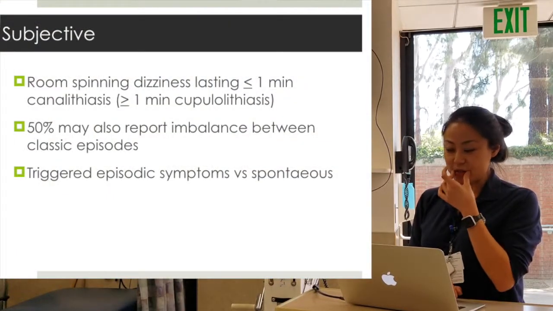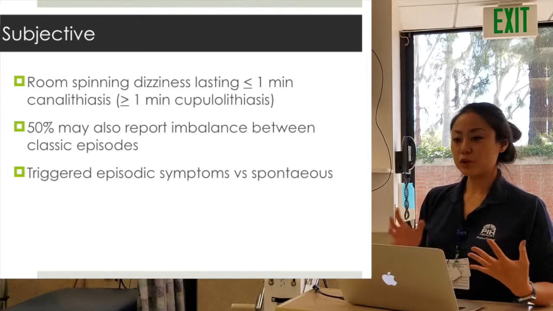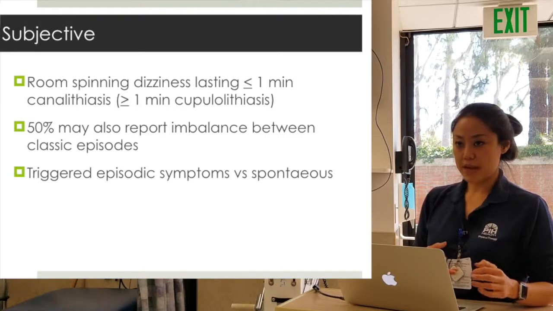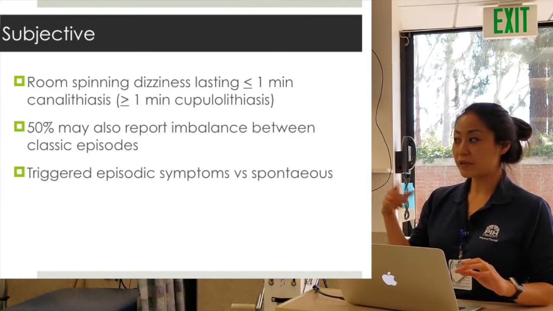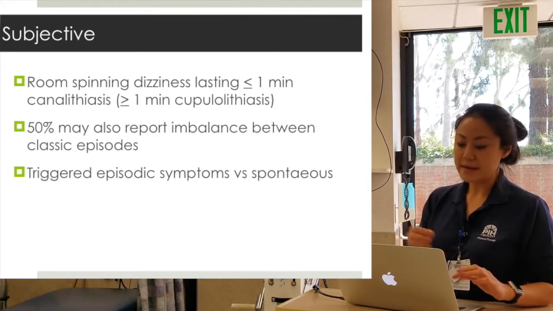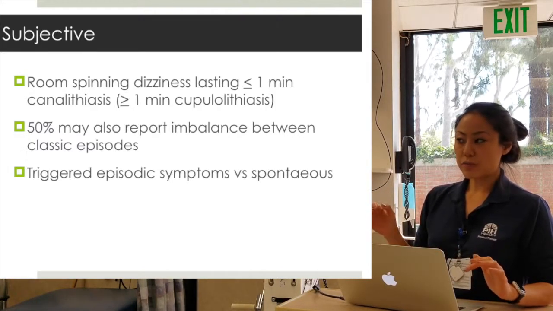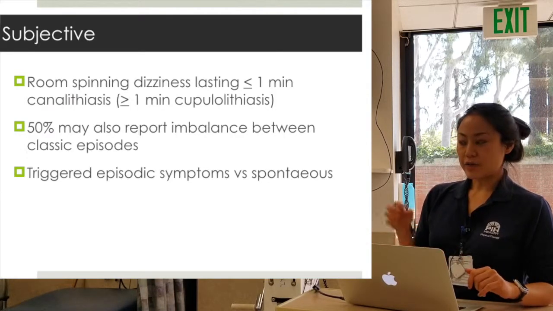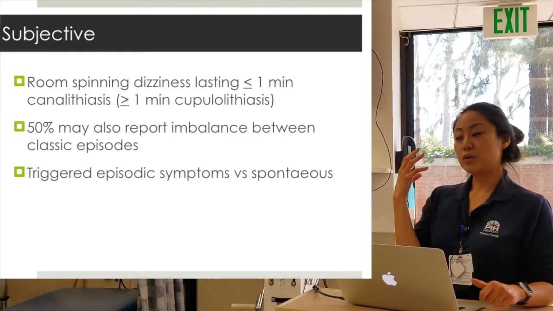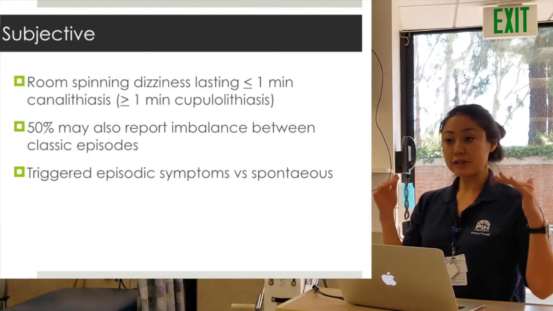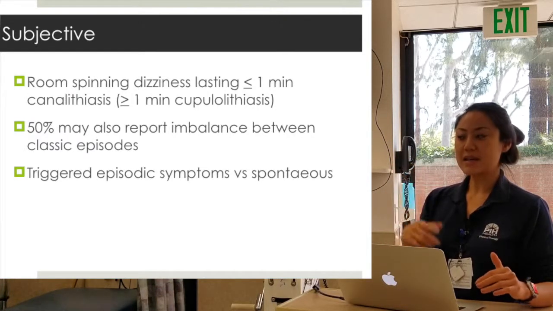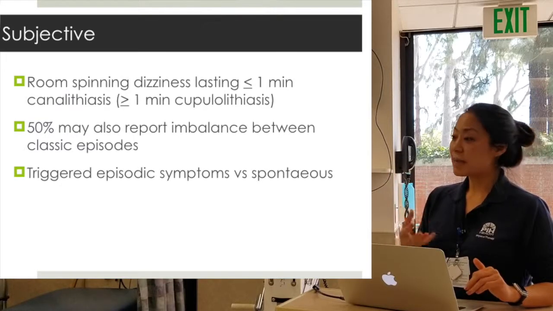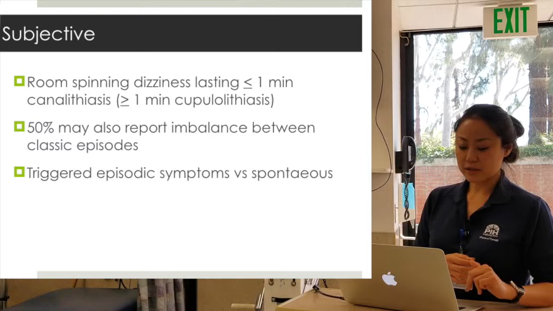Okay, so subjective is really important. What you're looking for is room spinning dizziness that's lasting less than a minute or maybe just over a minute, depending on if the crystal is free floating in the canal or if it's stuck on the cupula. 50% of people can also report feelings of imbalance in between those classic episodes. So if you think about it, it's kind of like you're having a unilateral hypofunction, so you're still getting mixed signals even between the room spinning episodes. So you're still feeling like equilibrium is kind of off sometimes, especially when it first happens. So your body is still trying to adjust to it.